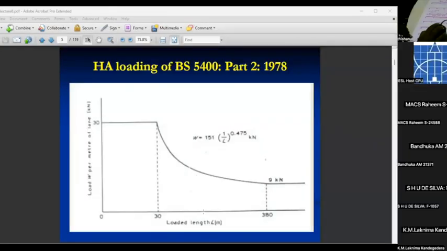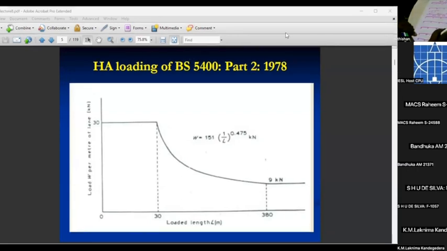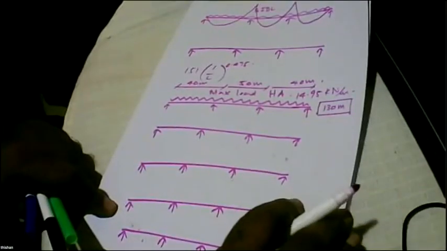So it's about 130 meters. If I use the equation, that is 1 divided by 130 to the power 0.475, multiplied by 151. So the load is 14.9. The load I have to apply is 14.95 kilonewtons per meter. So I have to apply 14.95 kilonewtons per meter.